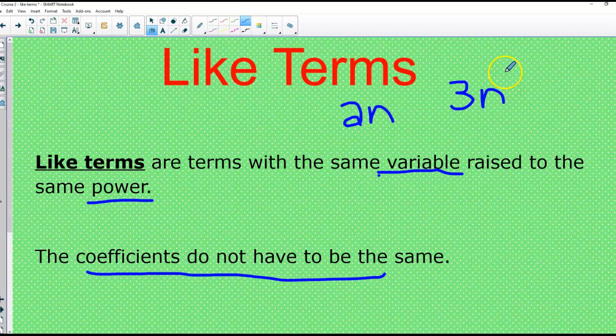Okay? All we are concerned about is that do they have the same variable and do they have the same power? Now, if I change this to an exponent of 4, in order for this to be a like term, it also has to have an exponent of 4. Right? It still has the same variable and it has the same power or exponent. The number in front does not matter. Okay, so let's look at some examples of things that are like terms and then some that are not.